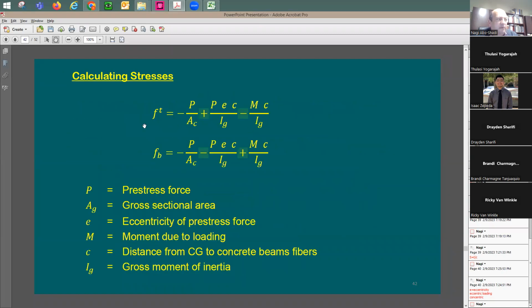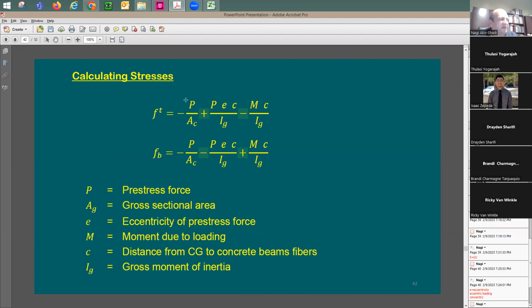So what we're saying here, we're just going to call it F top and F bottom. And if at the end I have a positive value, it means that I have tension. If I have a negative value for F top, it's going to be compression. Same thing at the bottom, I may have tension or compression, right? So T stands for top, B is going to stand for bottom.